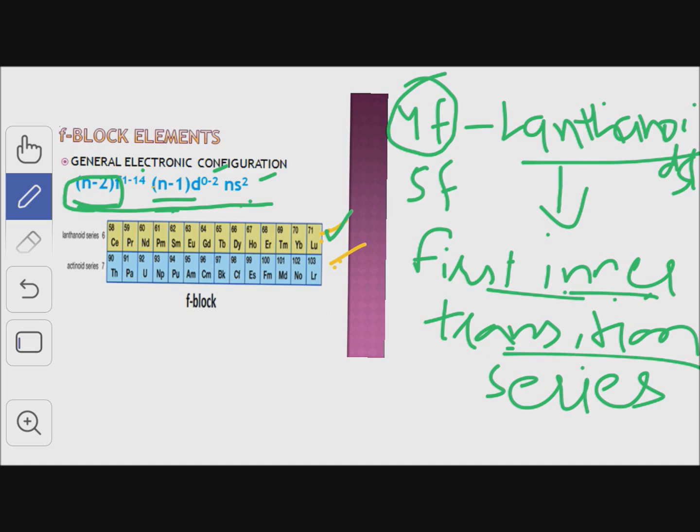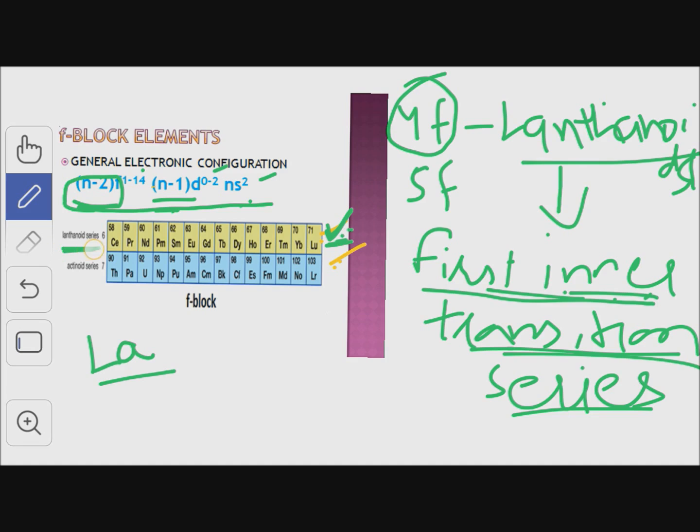And the first series is called the first inner transition series. These are also called lanthanides, lanthanons, or lanthanoids because they come immediately after lanthanum. That's why these are called the lanthanoid series. Earlier, these 14 elements were called rare earth elements.